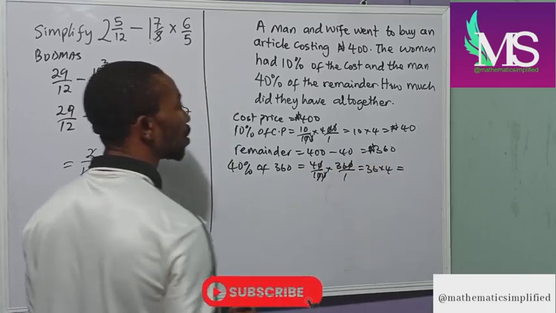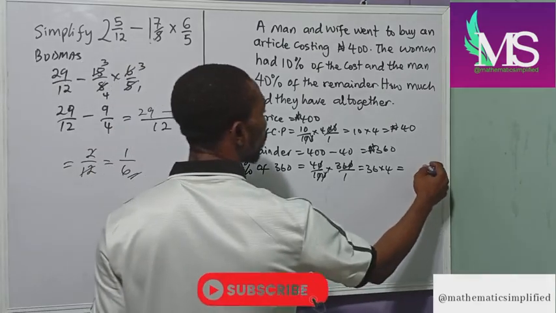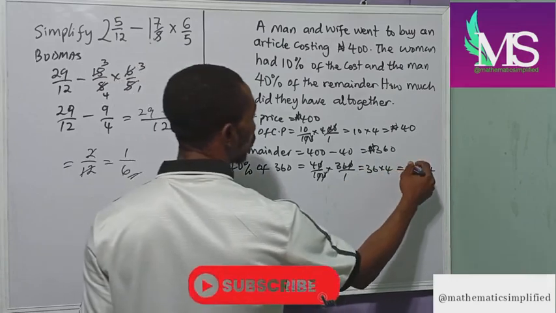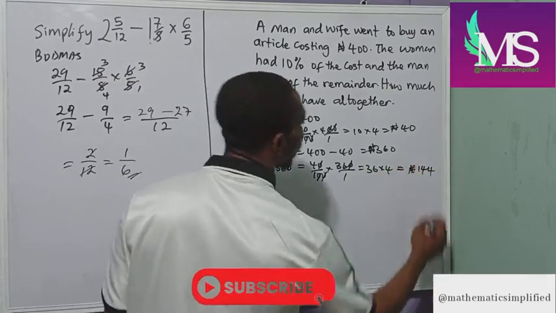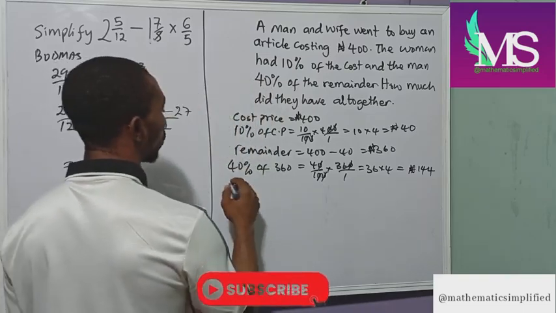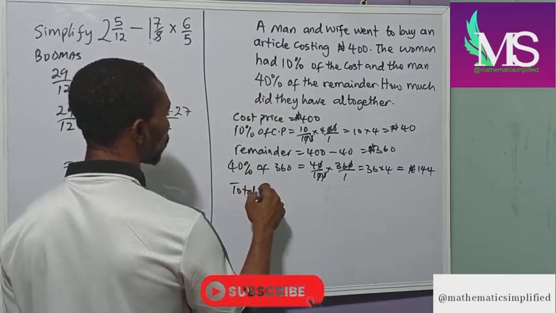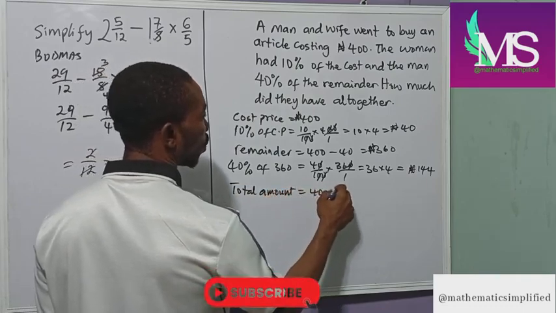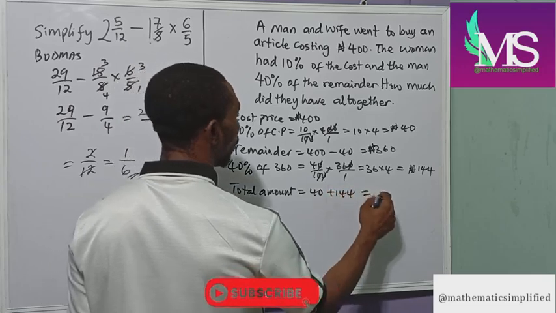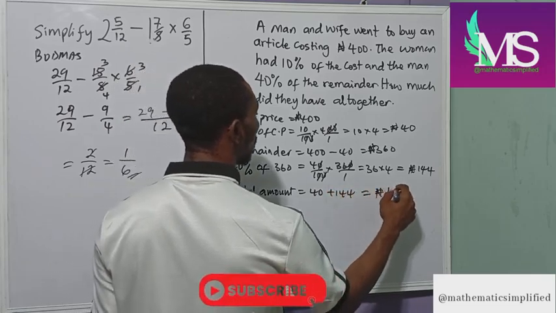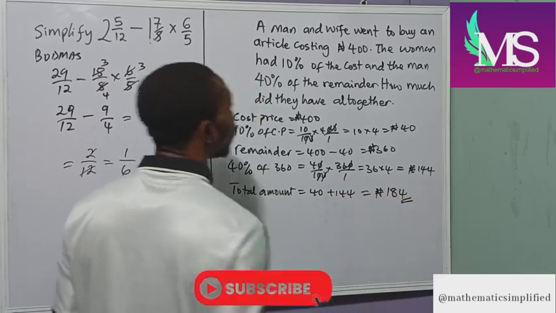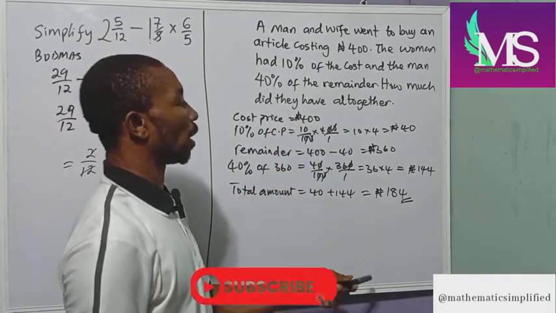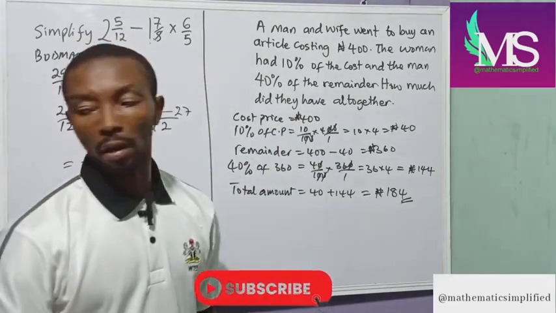4 times 6 is 24. Write down 4, carry 2. 4 times 3, 12, plus 2, 14. So this becomes 144. So their total amount will become 40 plus 144, which will give us 184 naira. So the total amount they had altogether was 184 naira.